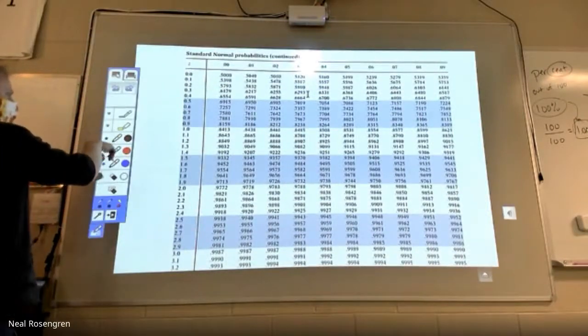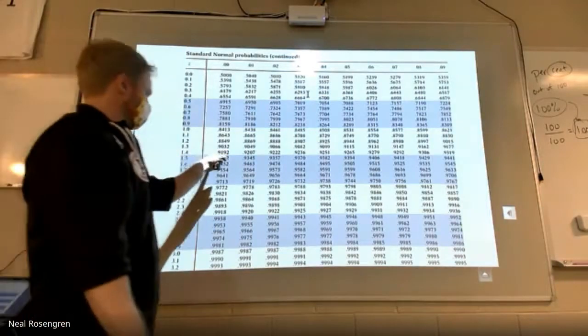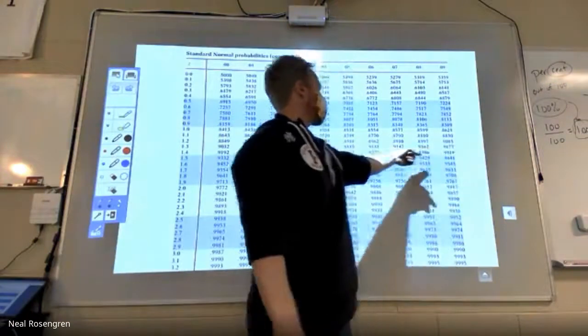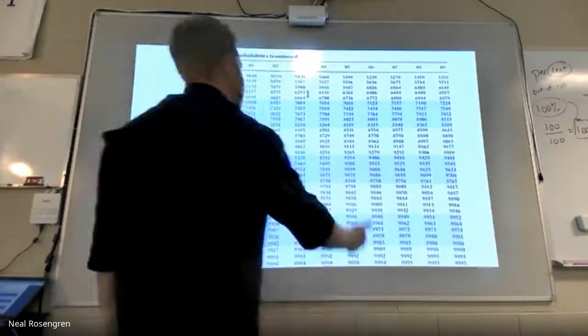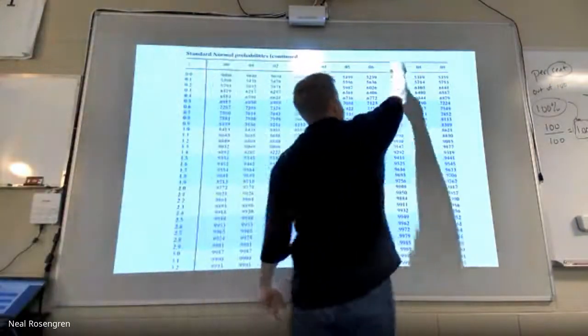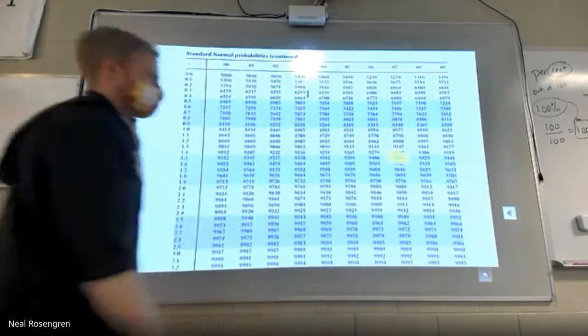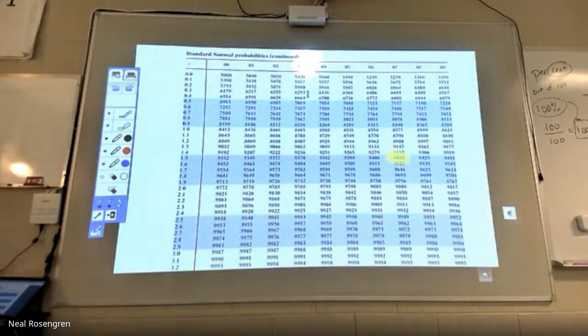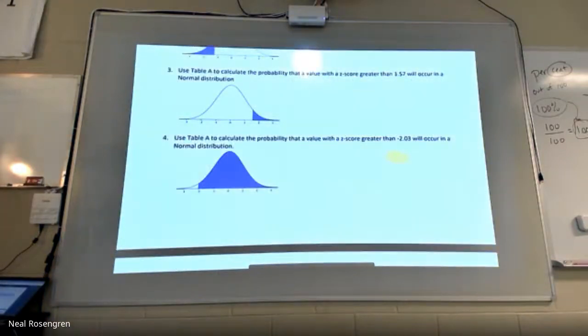And I don't do that whole highlighting thing every time, but I do it in my mind. Like I know what row I'm in. I'm in that row right there with the 1.5. Okay, that's the top row, kind of grayed out section. And then I'll just find the next number. Okay, 1.57 is that. 0.9418. Right, 1.57. Okay, so there's that number, 0.9418.